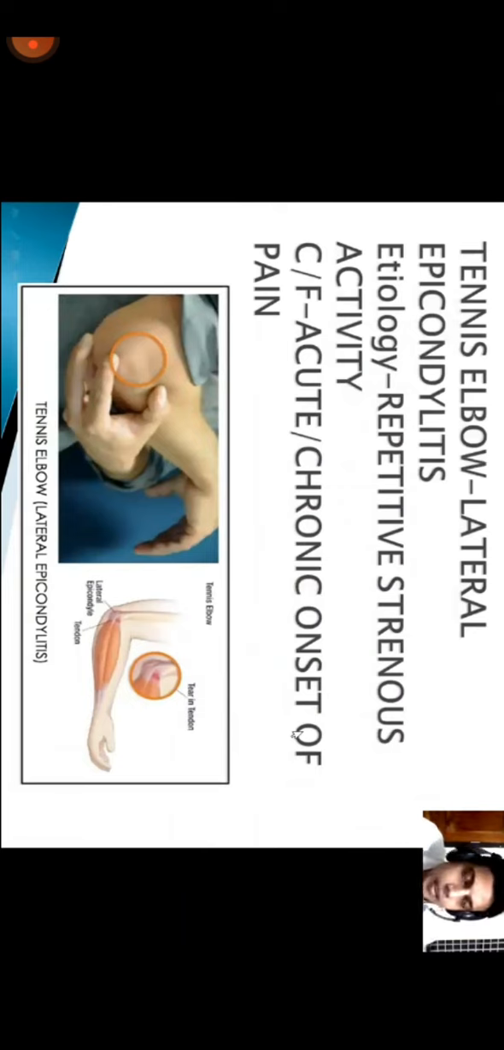Tennis elbow. This is one of the common conditions that we come across in our routine. This is lateral epicondylitis. Etiology is repetitive strenuous activity. Clinical picture is acute or chronic onset of pain. Here is the point of pain or tenderness in tennis elbow. This is the common extensor attachment point, that is the lateral epicondyle, and inflammation at this point or in the muscles or tendons may result in tennis elbow.